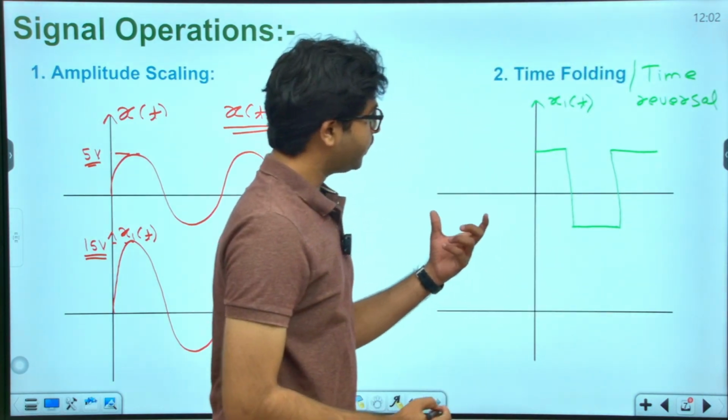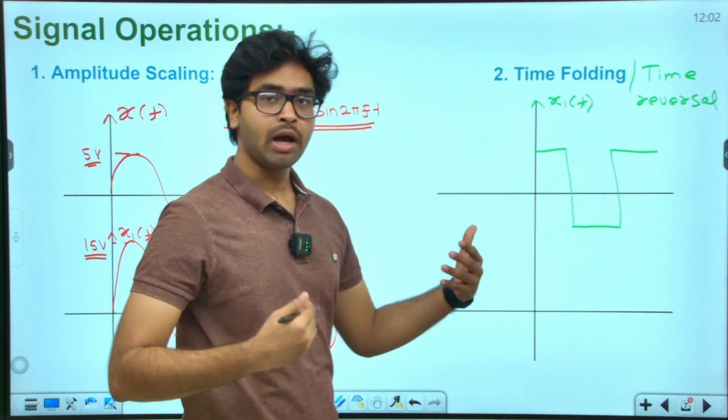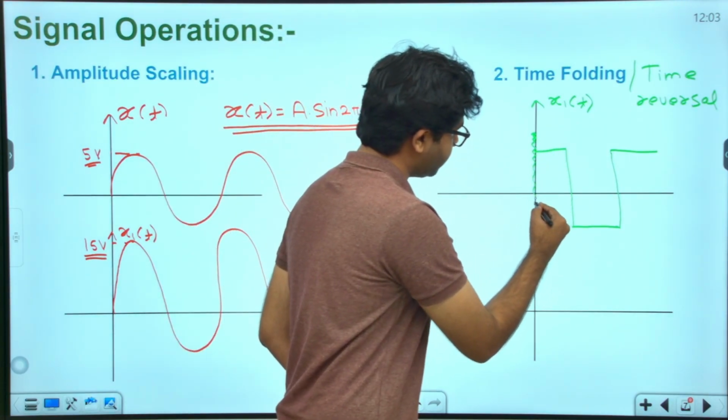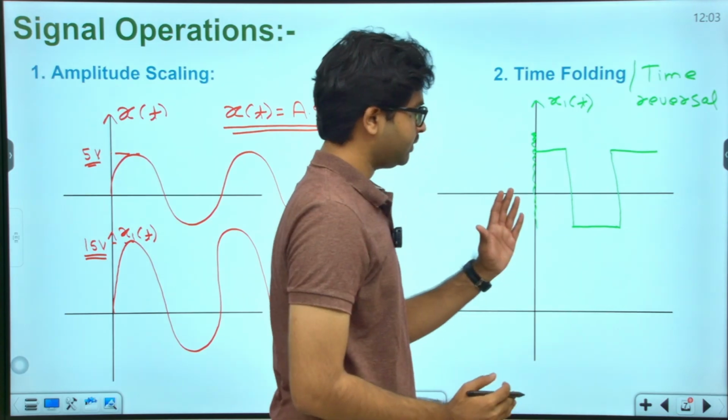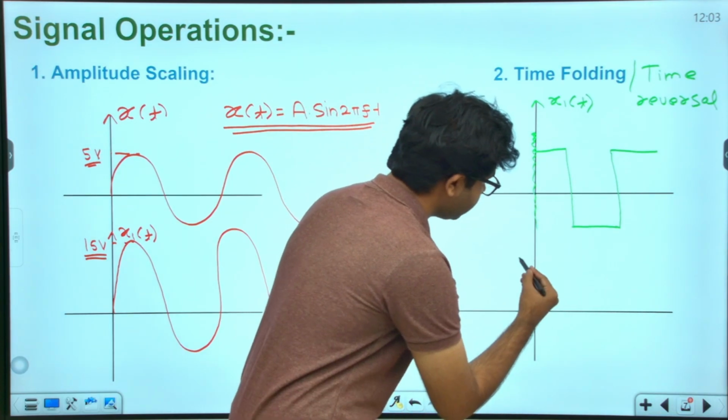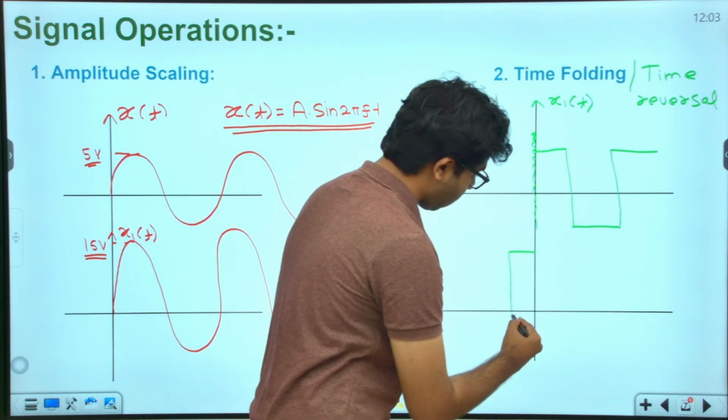So we need to reverse or fold it. But how will we fold it? We place some kind of object or mirror at the origin. Then we just flip it. So it will look like this.